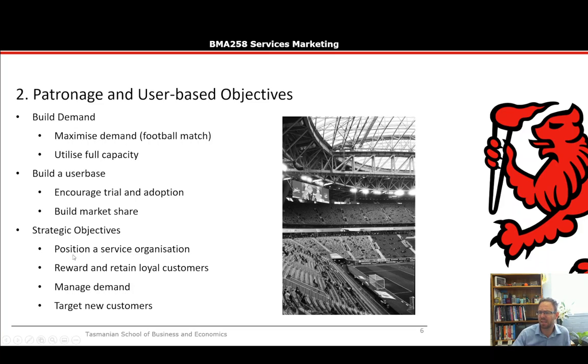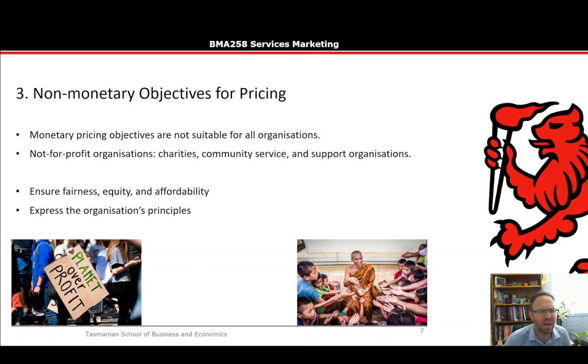Strategic objectives, such as positioning a service organisation. We've talked about this a lot. This should really come first, but pricing relates back to our positioning within the market, of course. If your pricing doesn't reflect your positioning, it's going to be wrong no matter what you do. So that should be an overarching thing. Reward and retain loyal customers, manage demand, and target new customers. All of these are strategic, where you're not maximising profit in the short term, but you're thinking about long-term advantages.